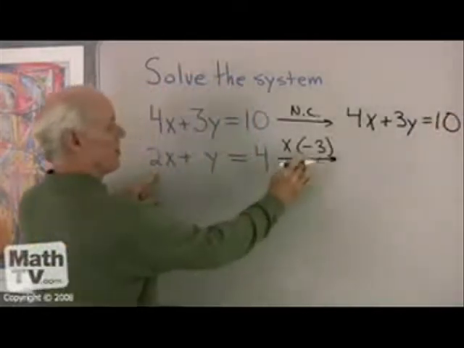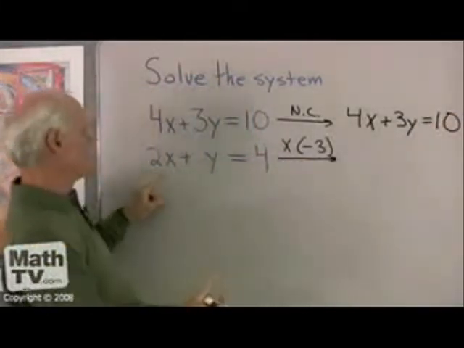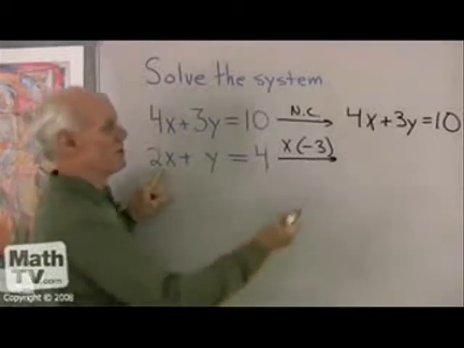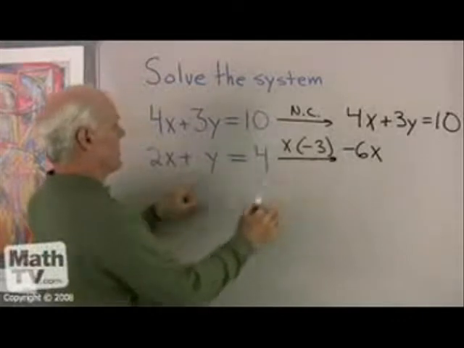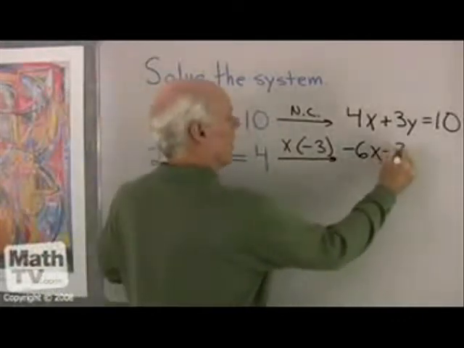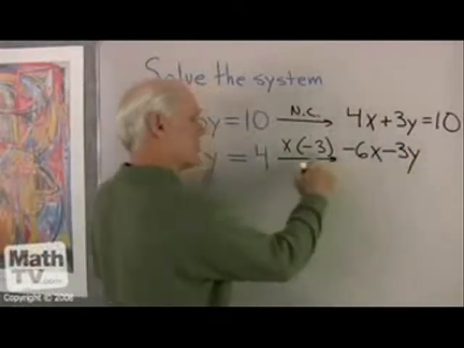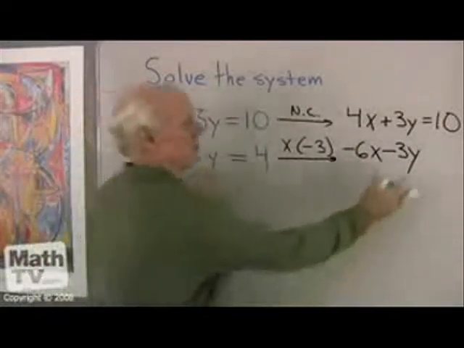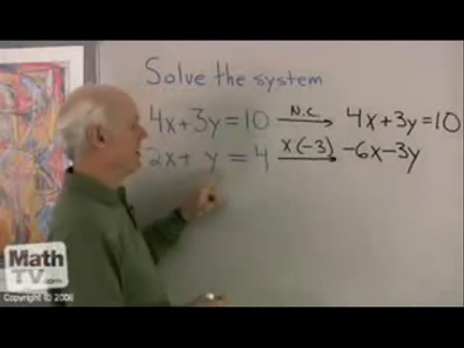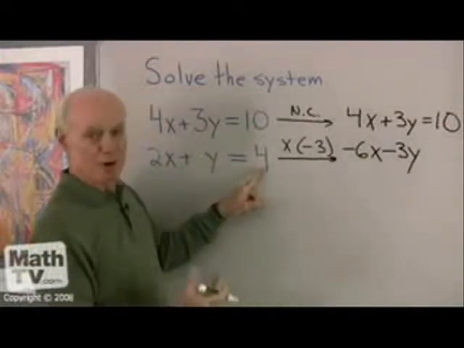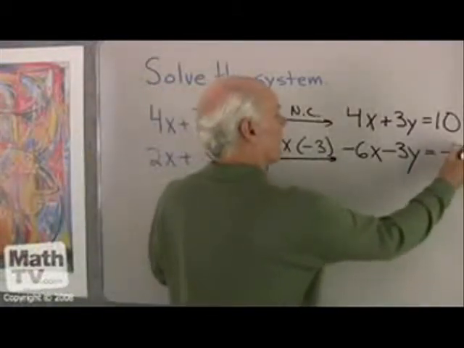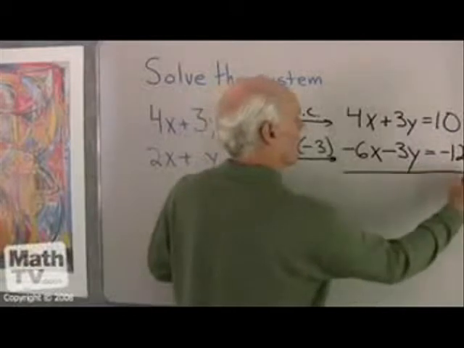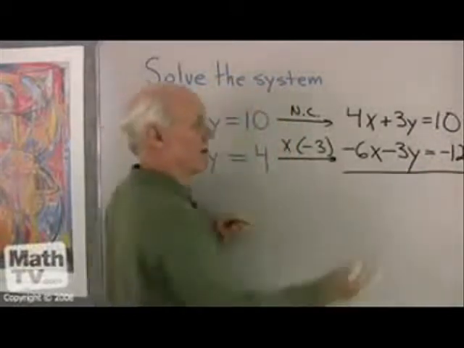And this equation, when I multiply both sides by -3, is going to be -3 times 2x will be -6x. -3 times y will be -3y. That's why we chose -3 to multiply by, so we would get a -3y right here, equals, we don't want to forget to multiply this side by -3 also, equals -12. Okay, so now I add the two equations together.